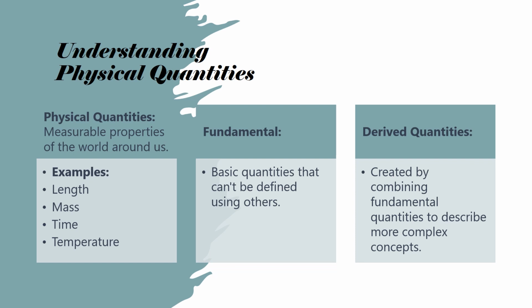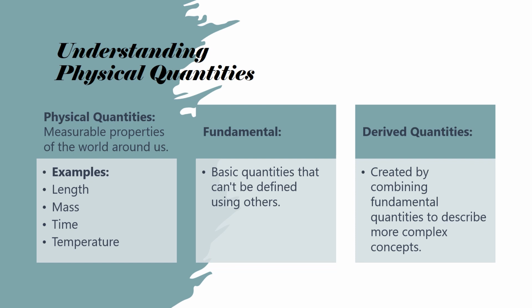2. Mass. Mass tells us how much matter is in an object. Imagine you're comparing a feather and a brick. Mass helps us understand why the brick is much heavier than the feather. 3. Time. Time is a physical quantity we're all familiar with. It helps us measure events and durations. From seconds to years, time keeps our world ticking. 4. Temperature. When we talk about how hot or cold something is, we're dealing with temperature. It's a vital physical quantity for weather forecasts, cooking, and understanding the universe.